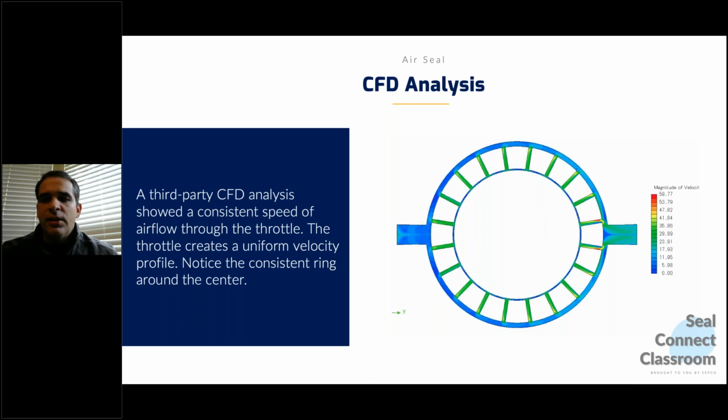And you can see here how evenly distributed it is. This is an analysis that we ran of the distribution of the air. So the air is very evenly distributed and balanced when it is delivered to the throttle.